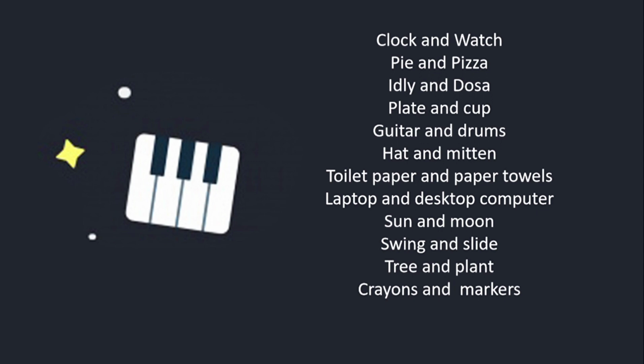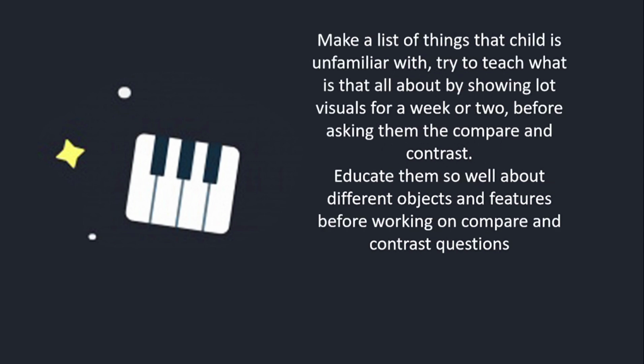Make a list of things that the child is unfamiliar with. Try to teach what that is all about by showing a lot of visuals for a week or two, before asking them the compare and contrast. Educate them so well about different objects and features before working on compare and contrast questions.